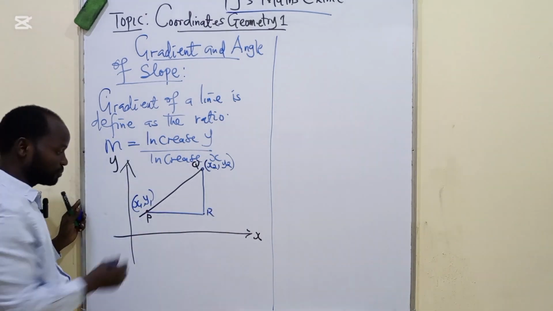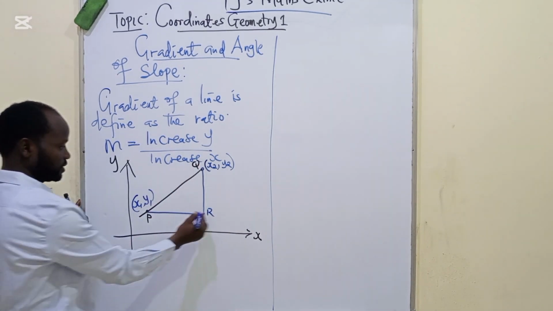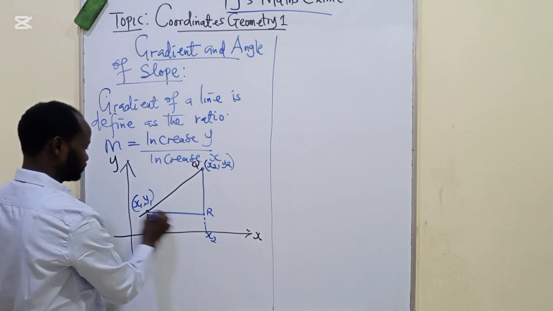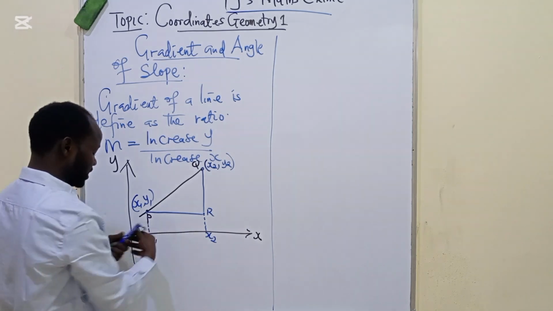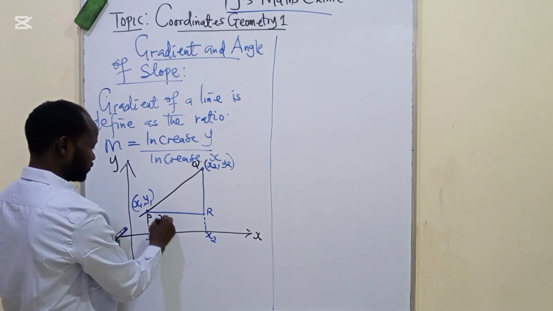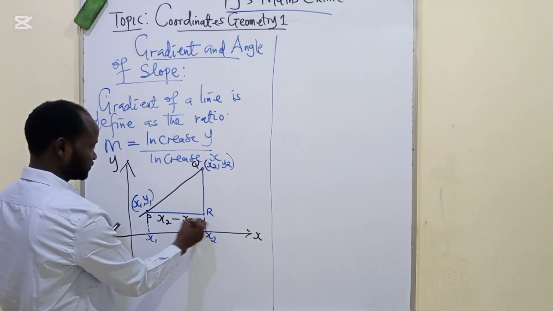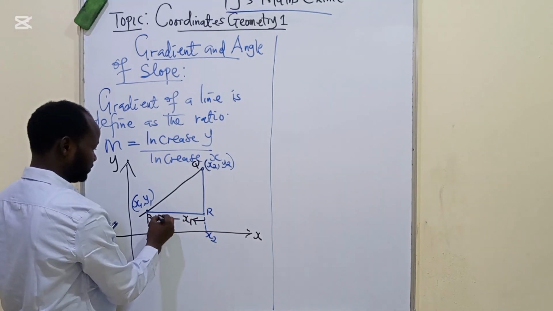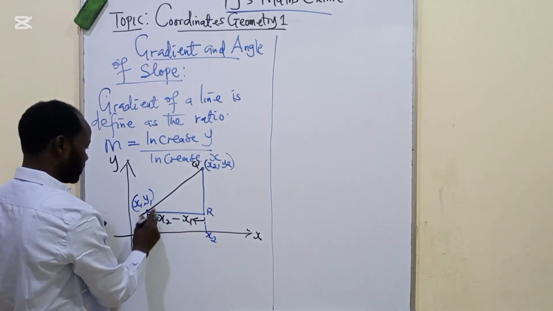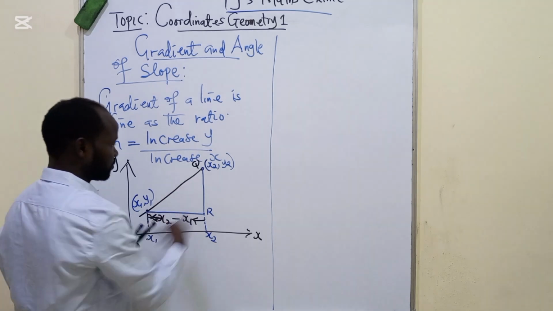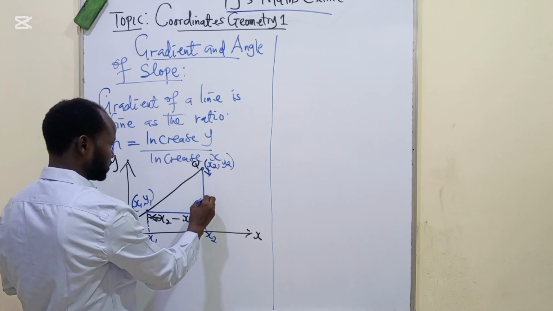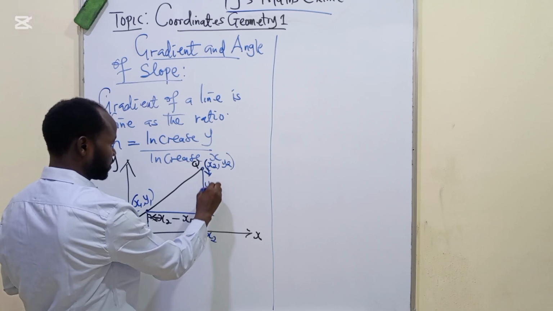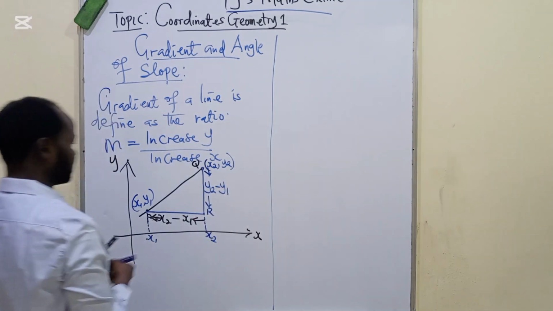I can find the slope of line P to Q, given that this will be x2 and of course this will be x1. The distance from P to R is nothing but x2 minus x1. Very important. The same thing here, the distance from R to Q is nothing but y2 minus y1. Very important.